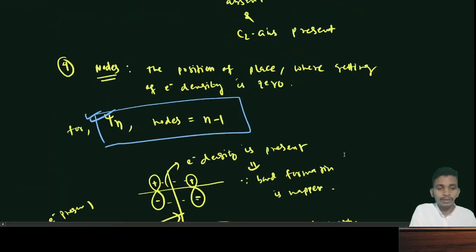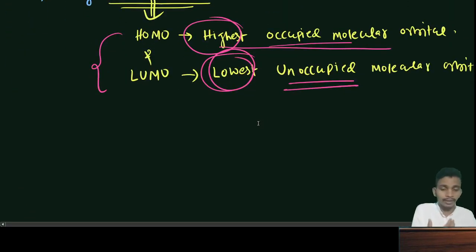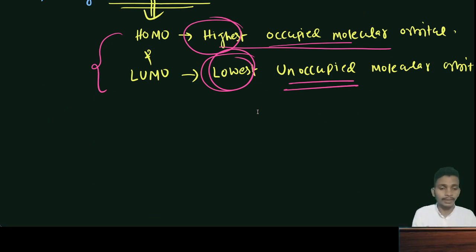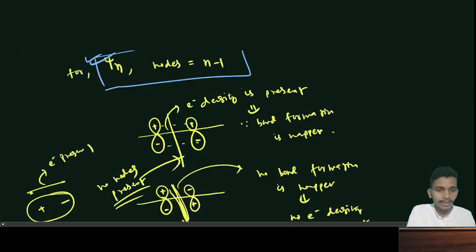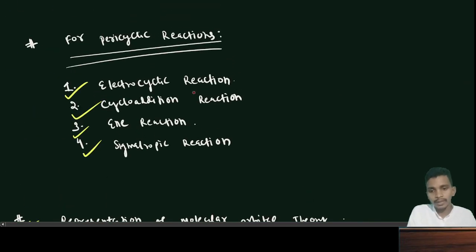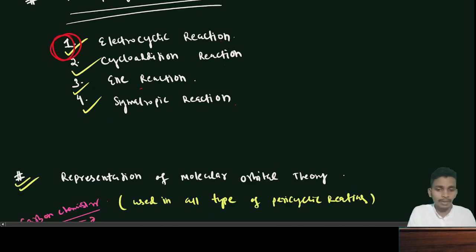Okay, now we will discuss the types of pericyclic reactions. What I discussed are the general concepts that apply in every pericyclic reaction. Now we will discuss all pericyclic reactions one by one. As I said before, pericyclic reactions are electrocyclic reactions, cycloaddition reactions, and sigmatropic reactions. First we will go with electrocyclic reactions, then cycloaddition reactions, and so on. So the first topic is electrocyclic reactions.